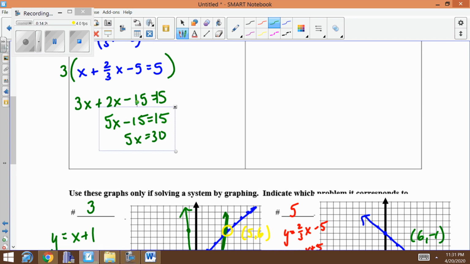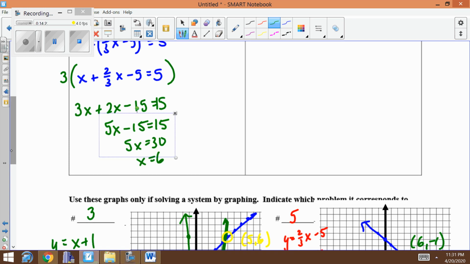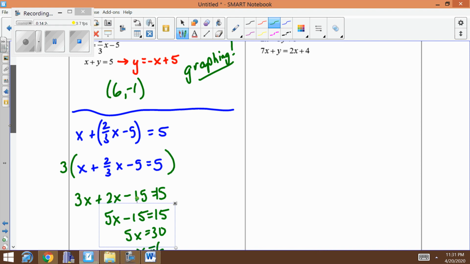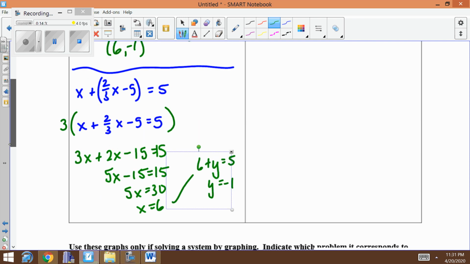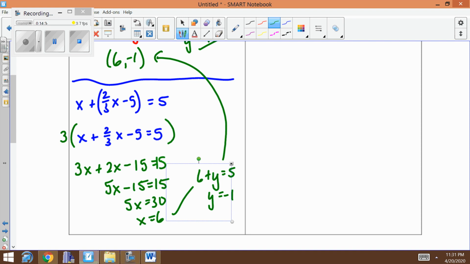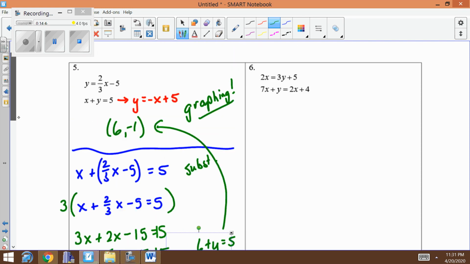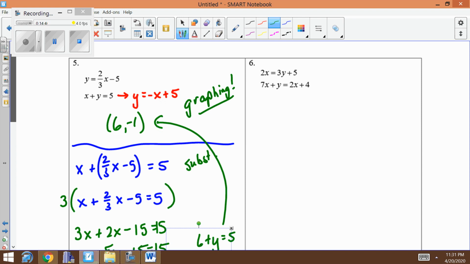5x is 30, which means x is 6. Substitute it back in. I'm going to do it into the x plus y equals 5. So 6 plus y is 5, which means, again, y is negative 1. Notice we get the same answer. So this is our substitution, and then the upper one is graphing. Some people think one way is easier than another. Again, I would say it doesn't really matter there. All right, last one to look at.